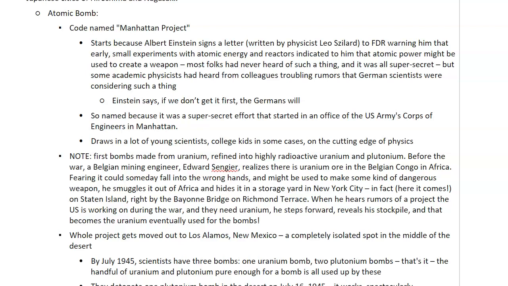FDR is not a scientist, and he doesn't fully understand the physics, but he believes and trusts these guys, so he authorizes this project. The whole thing gets moved out, as I said, to Los Alamos, New Mexico, where they actually build a small town out there in the middle of the desert. It's a completely isolated spot, and they work on building these bombs.